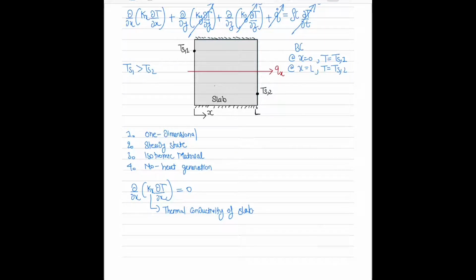Since we have assumed our material is isotropic, our thermal conductivity, that is Kx, is not a function of x. So we can take it out from the derivative and we can write del square T by del x square equal to 0. So this is our final second order differential form of the energy equation that we have to solve inside this slab to get a temperature distribution inside it.